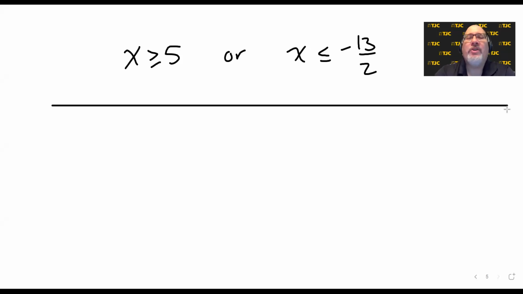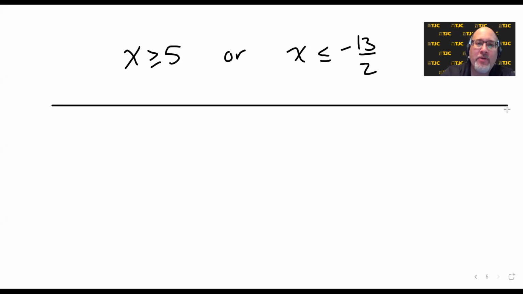You may recall that when you graph the solution to a compound or inequality, it is the union of the 2 solution sets. Loosely speaking, that just means that we draw both of these on the same number line. And if they overlap, then we merge them into one interval. These won't overlap, however. We do need to locate 5 and negative 13 halves.